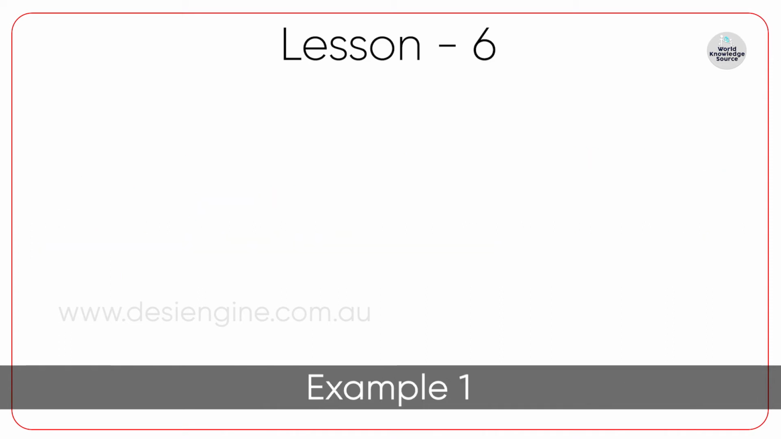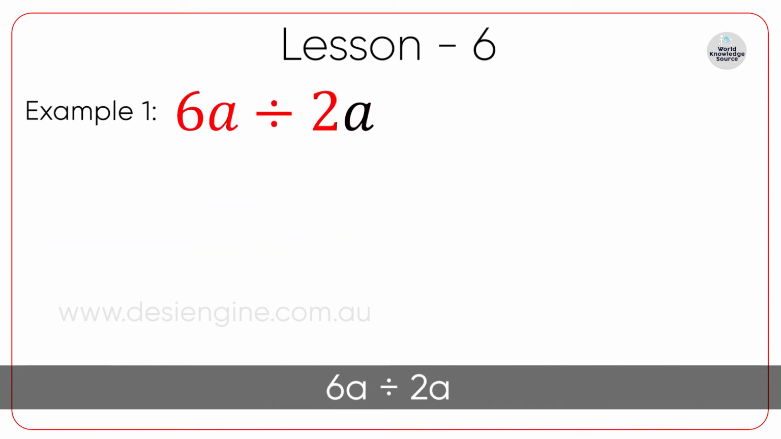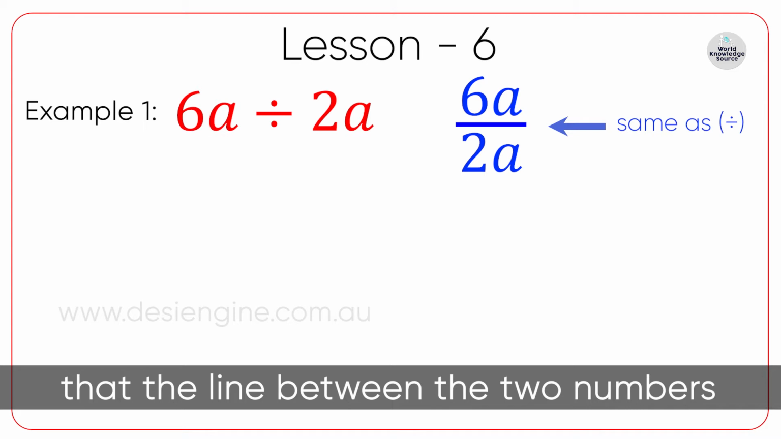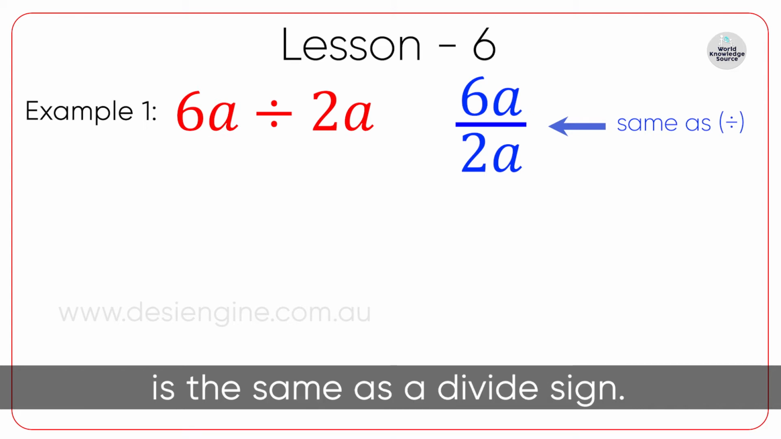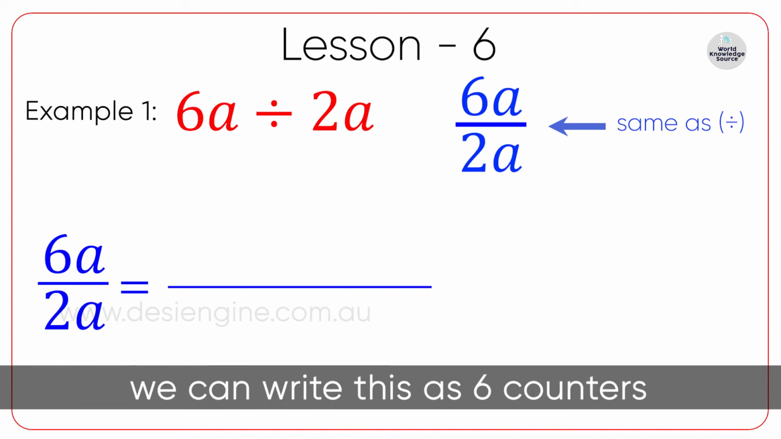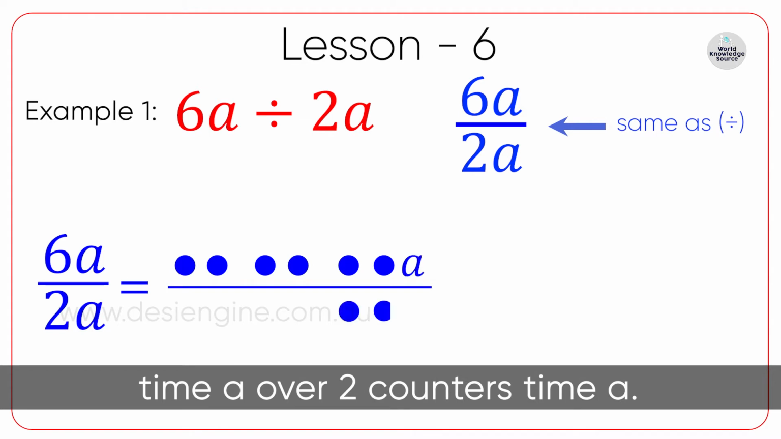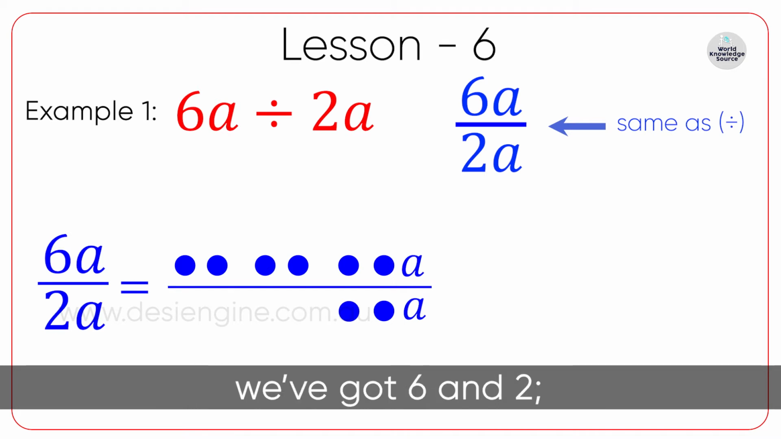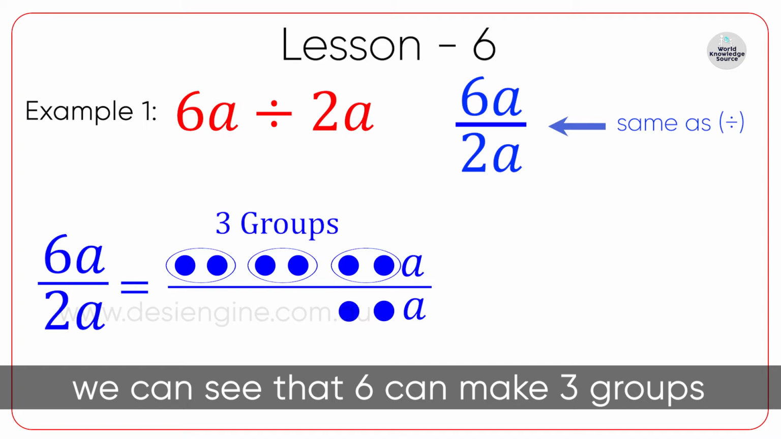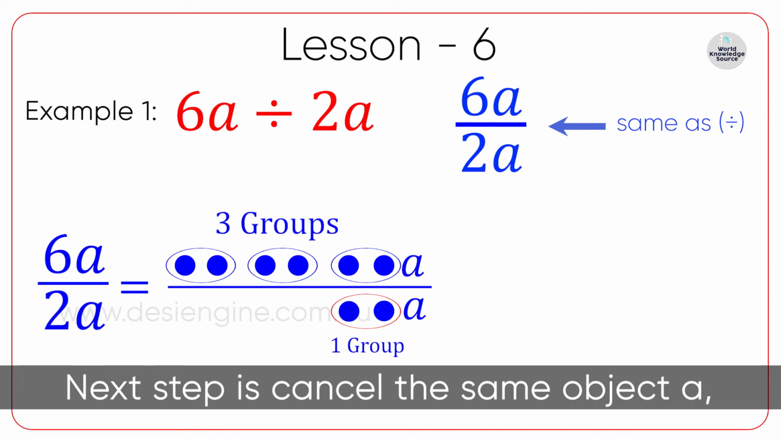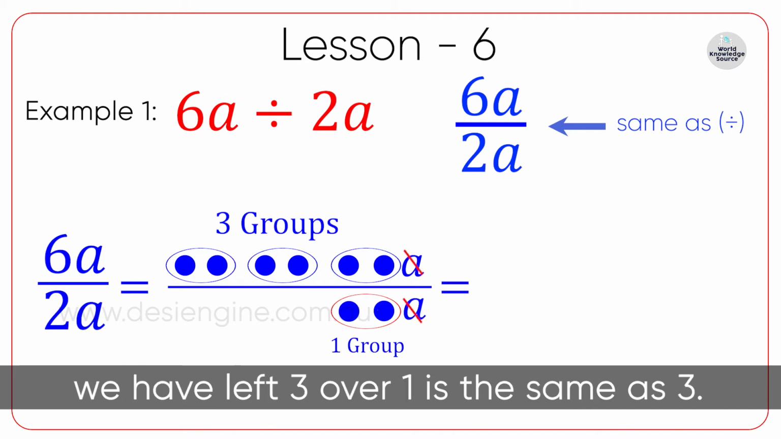Example 1. 6a divide 2a. We can write this as a fraction, and notice that the line between the two numbers is the same as a divide sign. Now using the counters for the numbers, we can write this as 6 counters times a over 2 counters times a. Now simplify the numbers, we've got 6 and 2. We can see that 6 can make 3 groups of 2, and 2 can make 1 group of 2. Next step is to cancel the same object a. We have left 3 over 1, which is the same as 3.